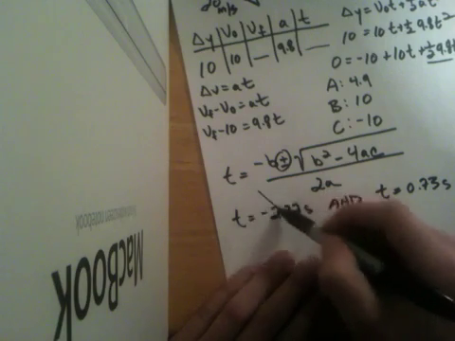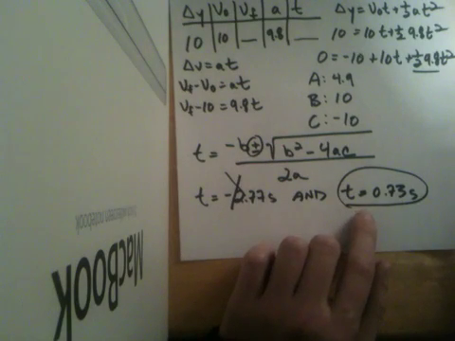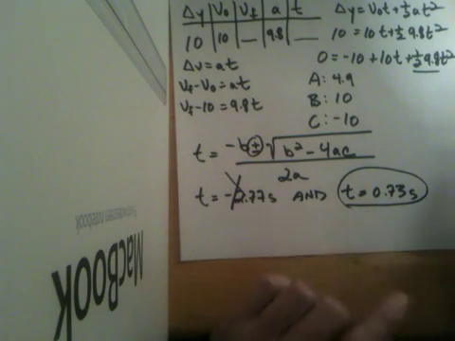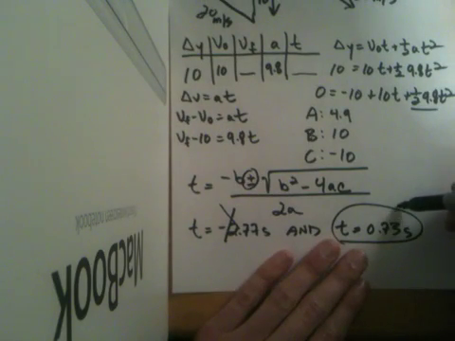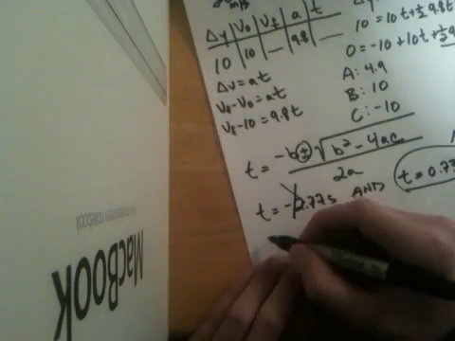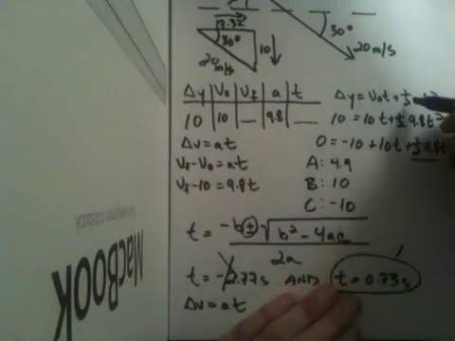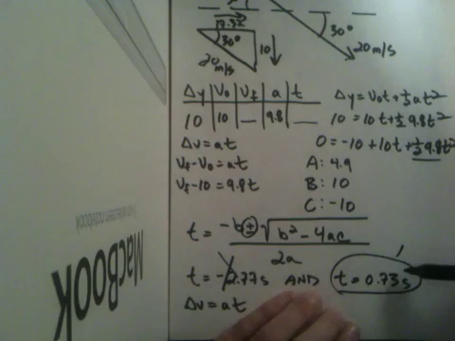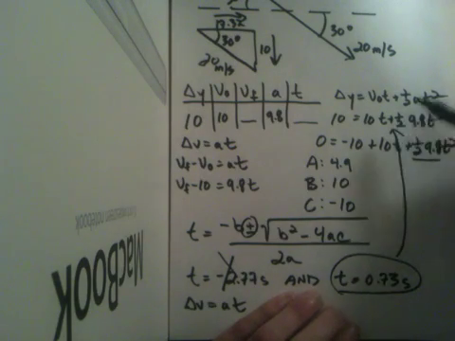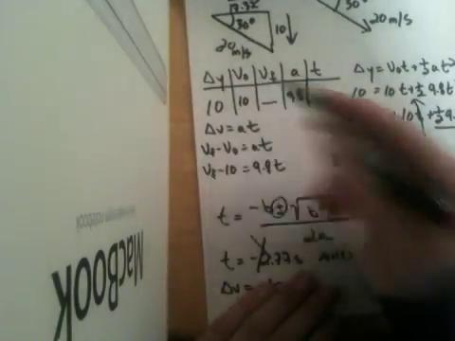A negative time doesn't make any sense, so you don't use that one. You use this right here. t equals 0.73 seconds. Now that you know that, you plug that back into this equation, this delta V equals at. Because if you plug it into your delta y equals VOt plus 1/2 at squared, that's not going to give you anything. All you're going to do is prove that you did it right. If you plug 0.73 back into here, you're just going to get 10 equals 10, which you don't want. You want to find your final velocity, Vf.